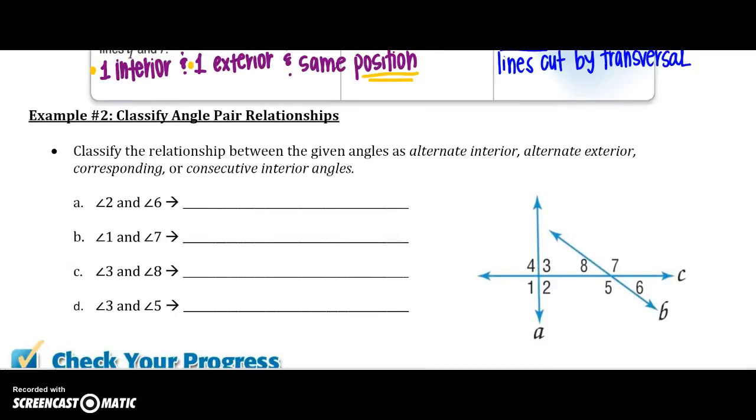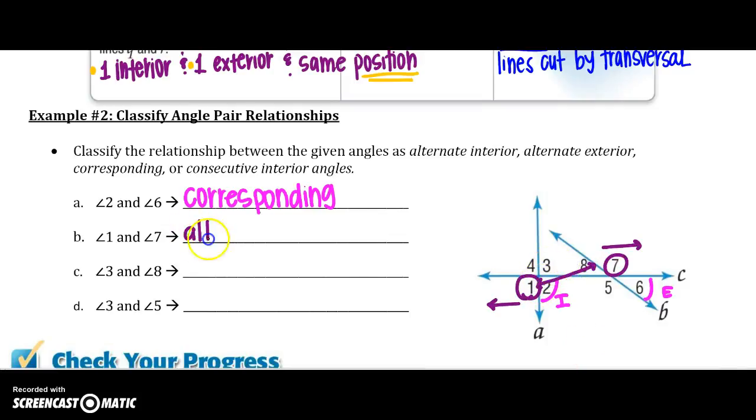Classify the relationships between the given angles in alternate interior, alternate exterior, corresponding, and consecutive interior. So angle 2 and angle 6. So I have 1 on the interior and 1 on the exterior, and they look like they're in the same positioning, so I'm going to call these corresponding angles. All right, next 1 and 7. Okay, they're both on the outside, so I need the word exterior, and they cross that transversal line, so I would call them alternate exterior angles.